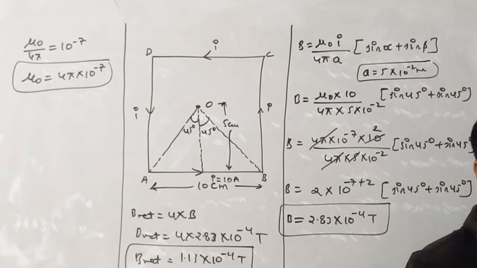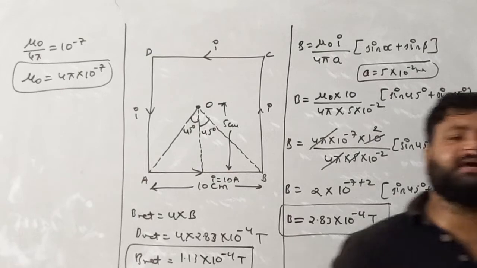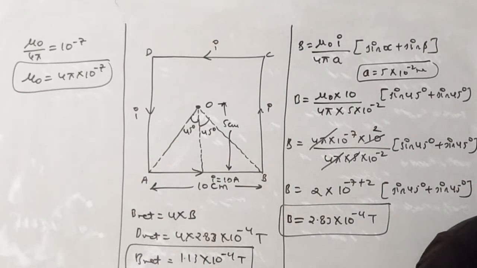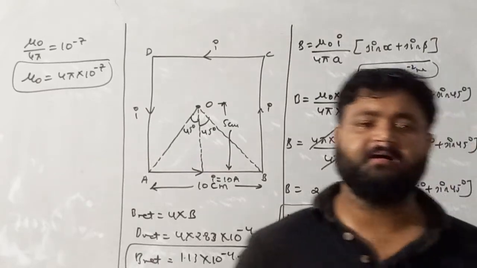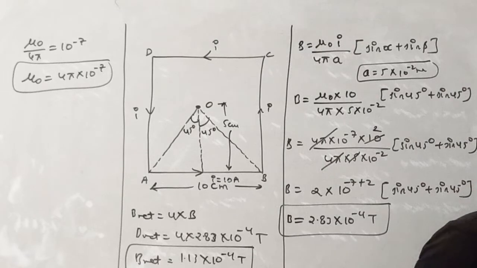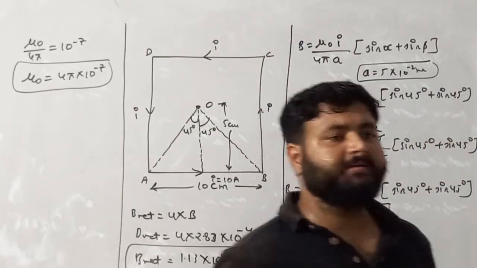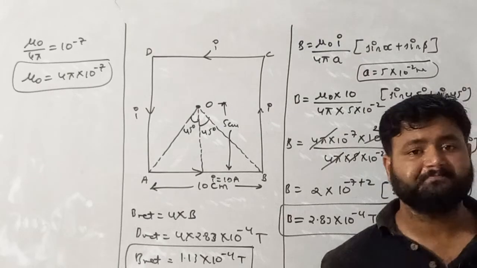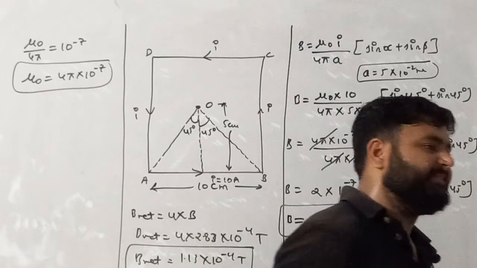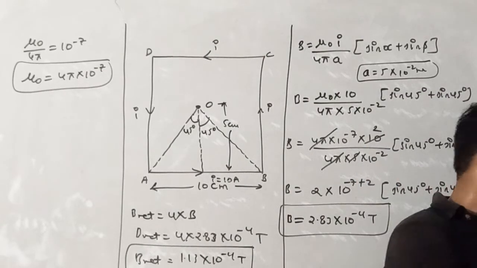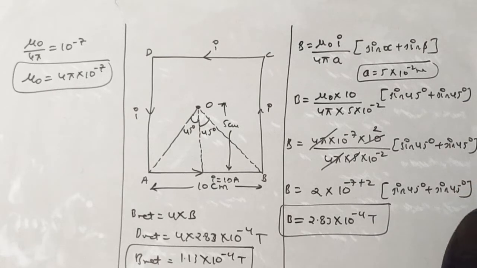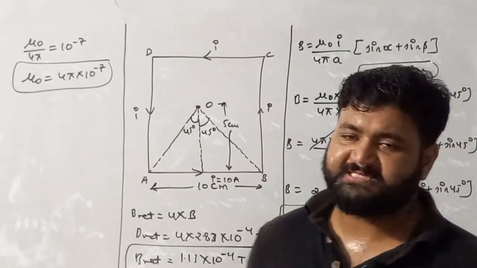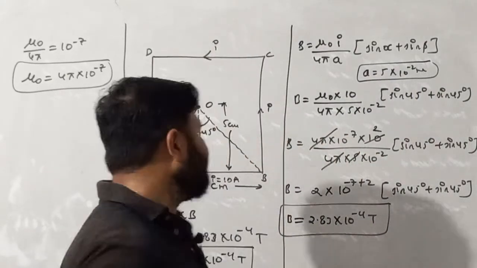Each wire has a current of 4 ampere. Calculate the magnetic field at the midpoint between them when the current in them are, first part in same direction and second part in opposite direction.